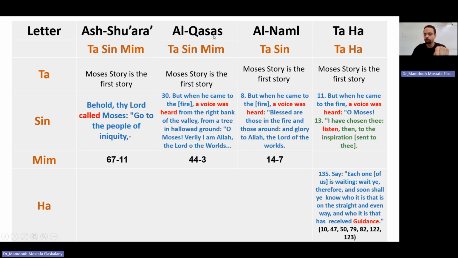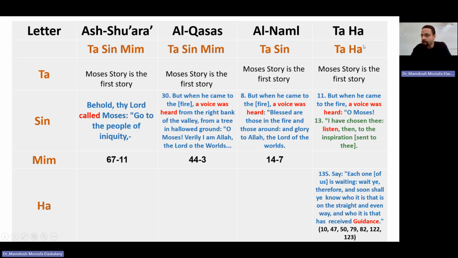In Al-Qasas, we have a story of Moses and Qarun. Qarun is one of the people in Moses' era. In An-Naml, we have a story of Moses, then we have Sulaiman or Solomon, and many other prophets, David, Solomon. So in Surah Naml we also have different stories. But what is common between the four is that they start with Moses' story.